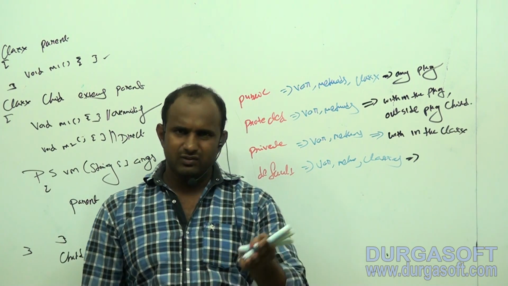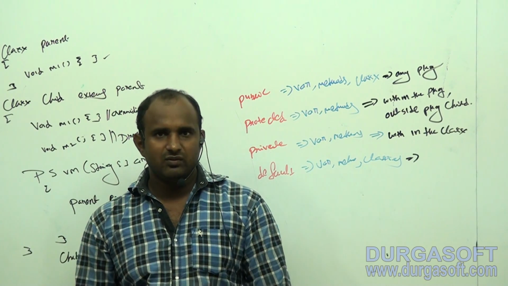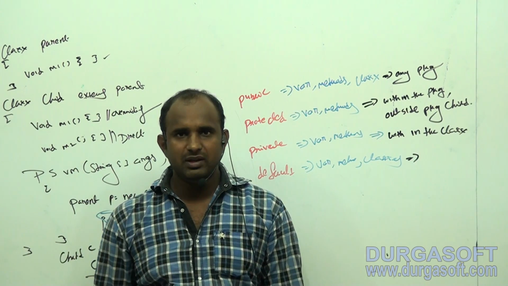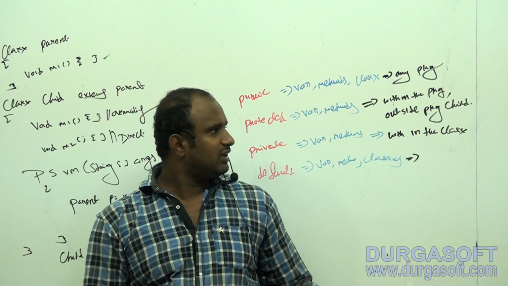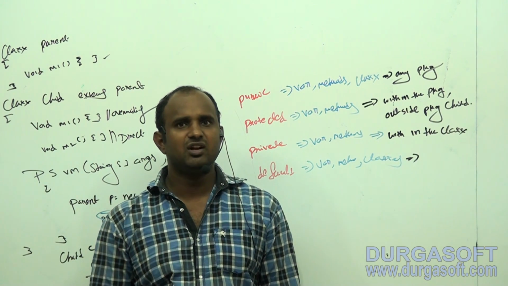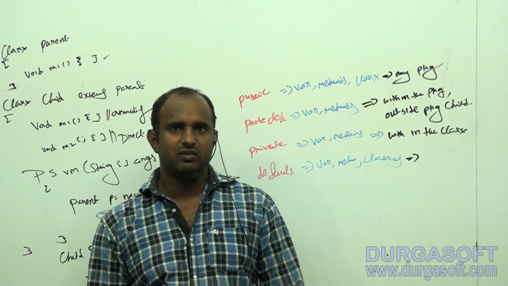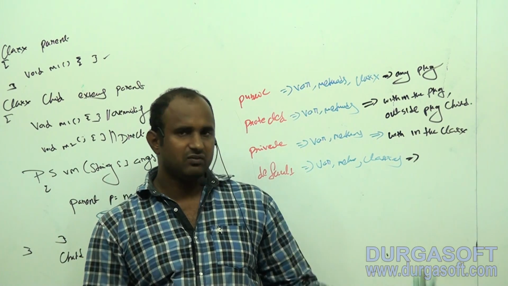Generally we declare a class without assigning any modifier, so the default modifier applies. Generally we declare variables like int a equal 10, int b equal 20, without declaring any modifier, so it is the default modifier. Generally we declare methods without any modifier, so it is the default modifier. So the default modifier in Java is default.